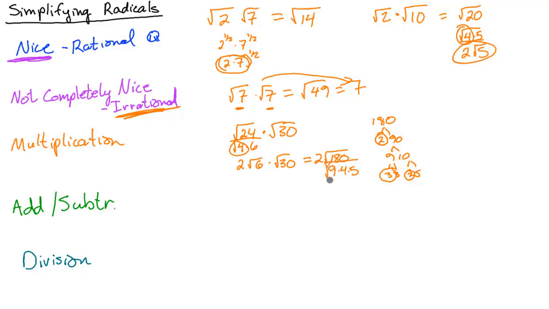What's the square root of 9? 3. So we get 2 times 3 times the square root of 4. And then the 5 has to stay there. So we get 6 times 2. The answer is 12 square roots of 5. Fascinating. Look at that. We times it up there.